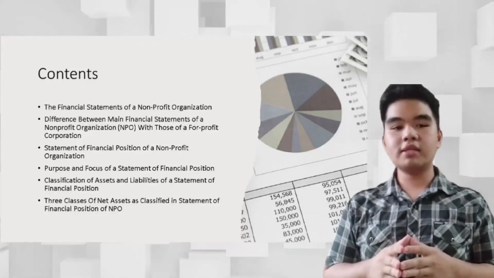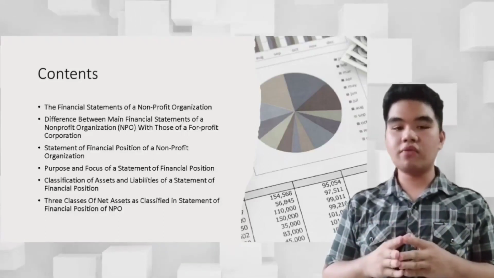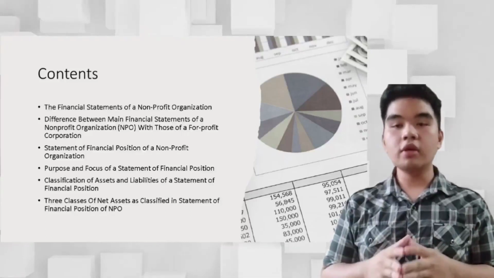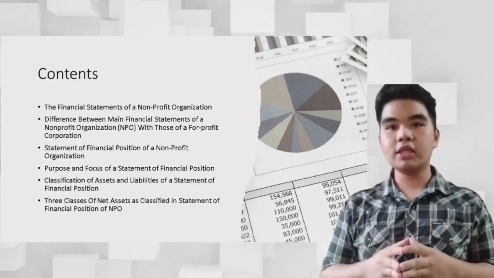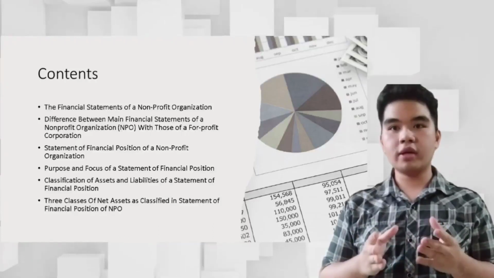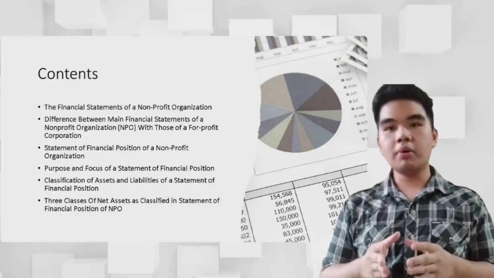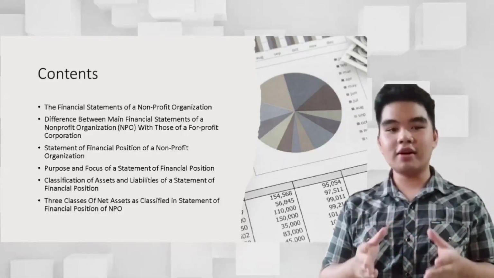And the last one is the three classes of net assets as classified in the statement of financial position of a non-profit organization. Furthermore, we will also give an example of a statement of financial position of a non-profit organization. I will also give a sample computation about this particular topic so that you'll further know about this discussion. So, grab your ball pen and notes. Let us now begin this topic.